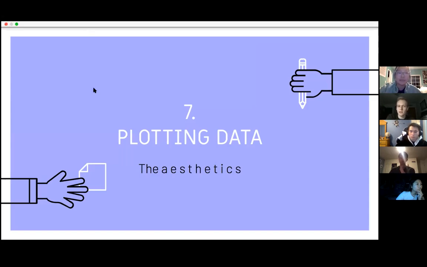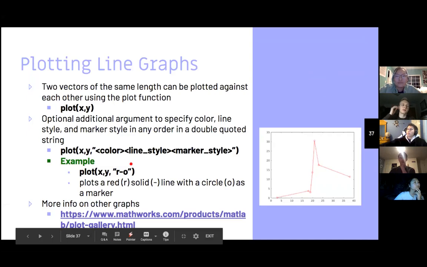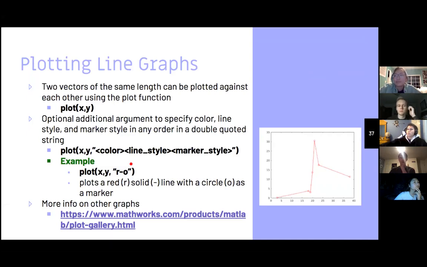Sure. So we've seen a lot of what we can do with just plain numbers in MATLAB, but one of the really cool features it has is the ability to actually plot data for us. As we say, the aesthetic side of MATLAB. All right, so how to do this? One of the easiest ways is just by plotting two vectors of the same length against each other.